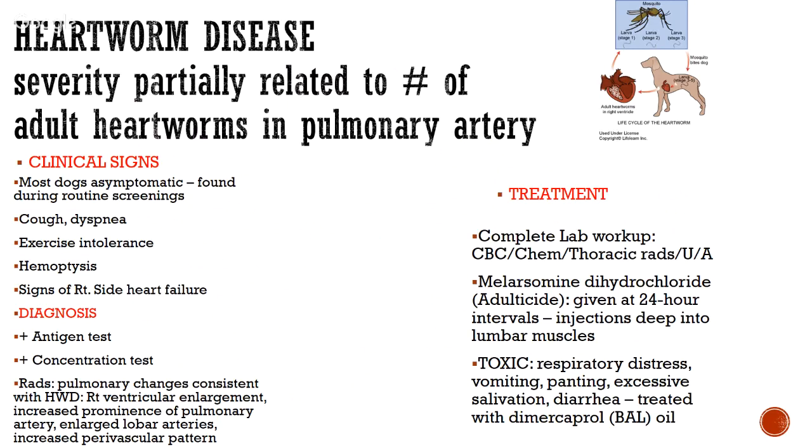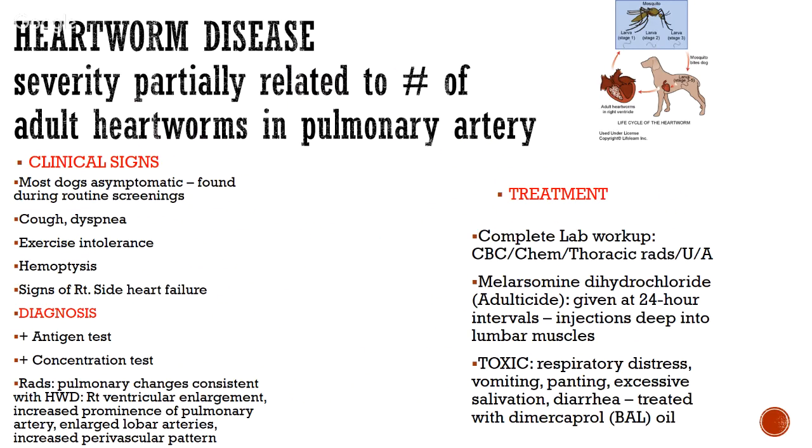That'll kill the heartworms in stages, and so the heartworms, as they die, sometimes group together and cause thromboembolic effects or clots throughout the body, and that can be a major problem. We give these injections deep into the lumbar muscles, that's on either side of the spine, toward the back of the animal.